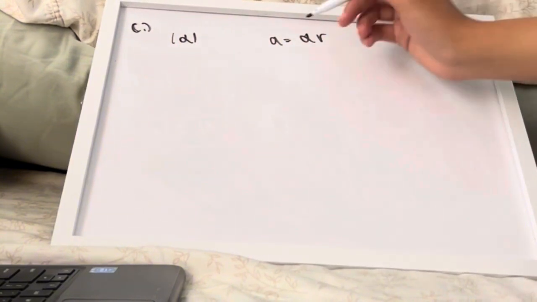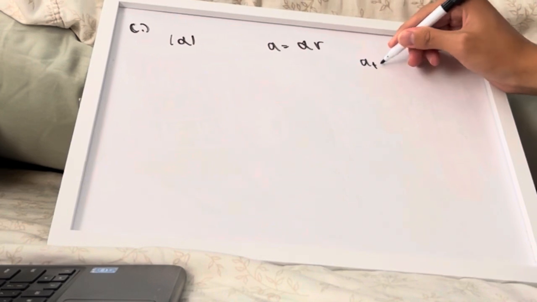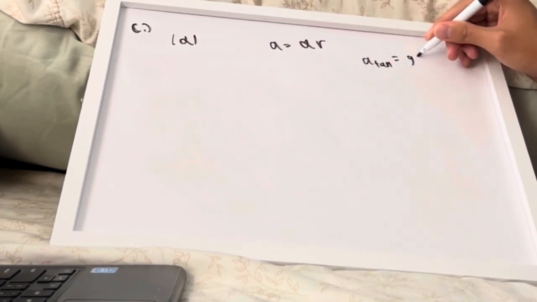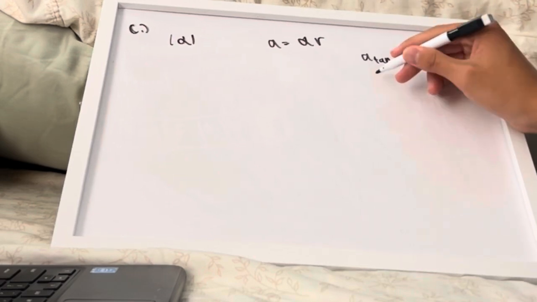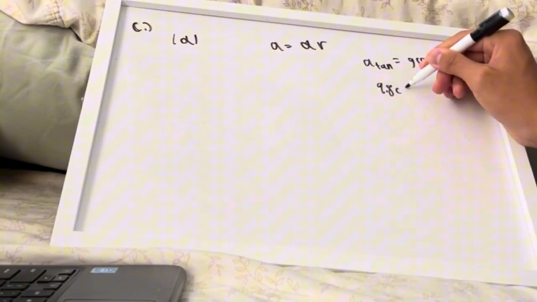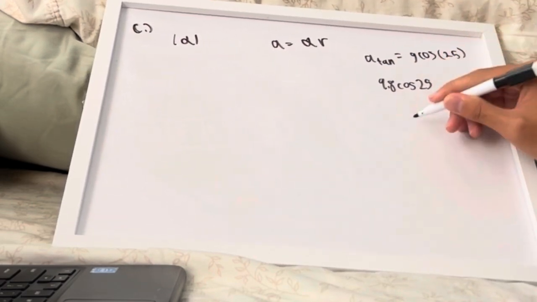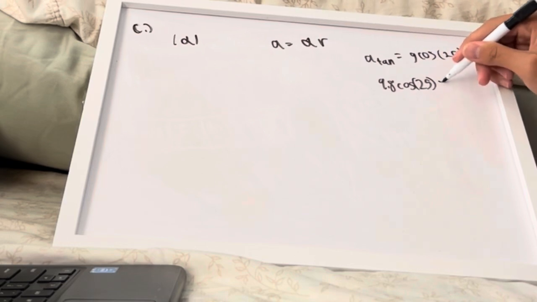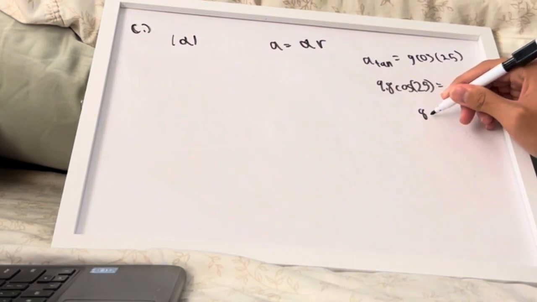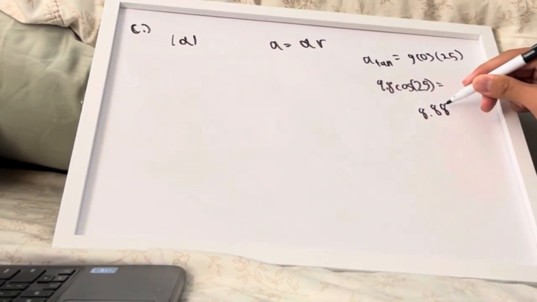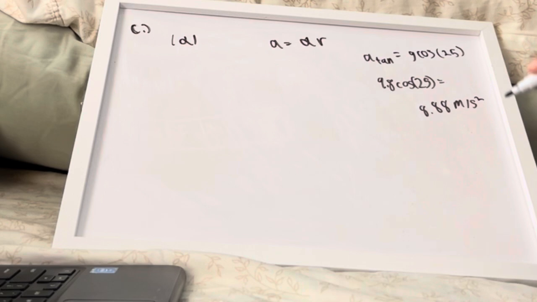Okay, so what is a tan? Well, from our previous problem, a tan was equal to g cos 25, right? And g cos 25, 9.8 cos 25 simplifies to 8.88 meters per second squared, right?